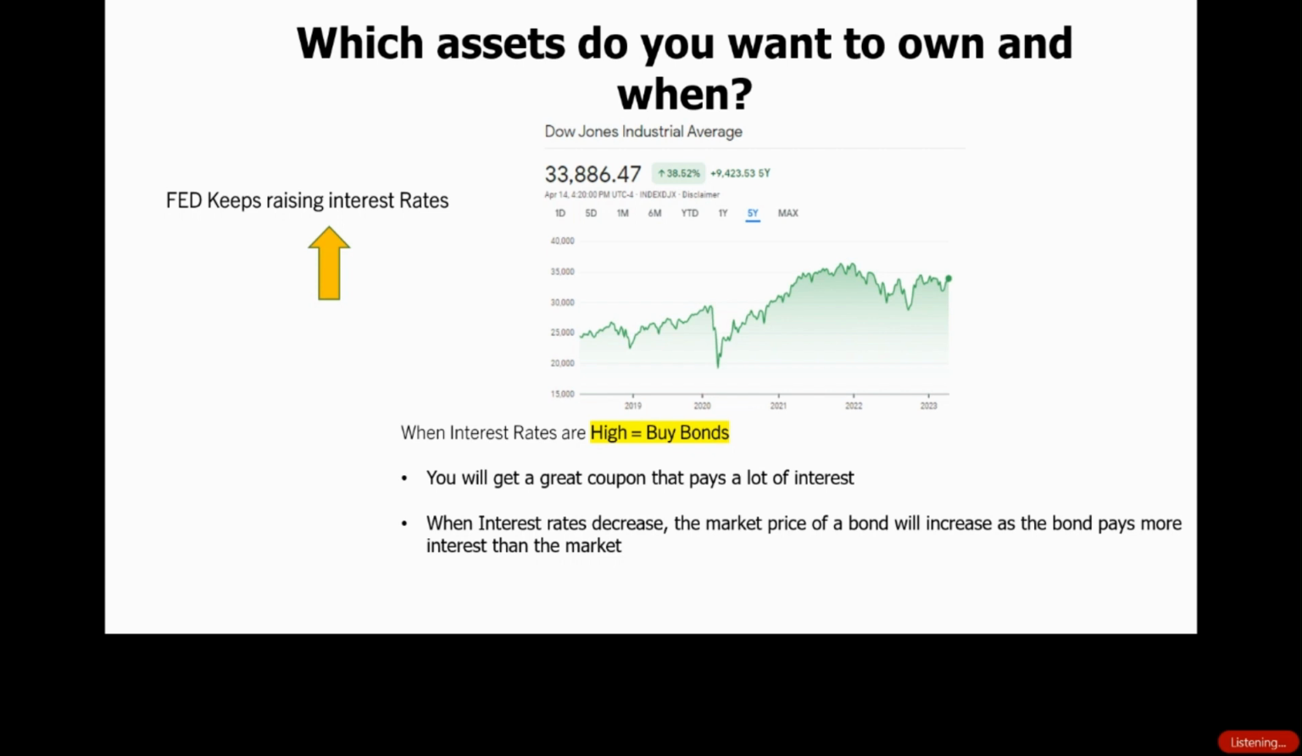And then the added bonus is that whenever those interest rates drop in the future, which is going to happen eventually, the market price of the bond is going to go up. And then you actually have the liquidity to sell it and put it into a stock, which is really the end goal: to get that money into a company.